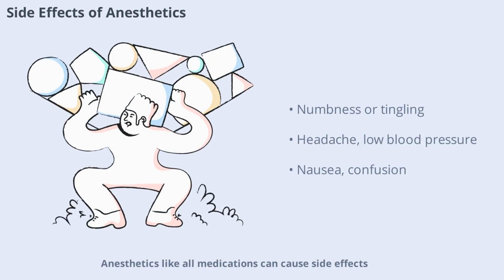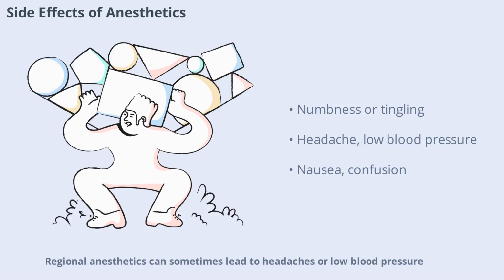Anesthetics, like all medications, can cause side effects. Local anesthetics may cause temporary numbness or tingling. Regional anesthetics can sometimes lead to headaches or low blood pressure. General anesthetics carry risks such as nausea, sore throat, confusion, or rarely serious complications like allergic reactions. Anesthesia teams monitor patients closely to minimize risks and ensure safety throughout procedures.